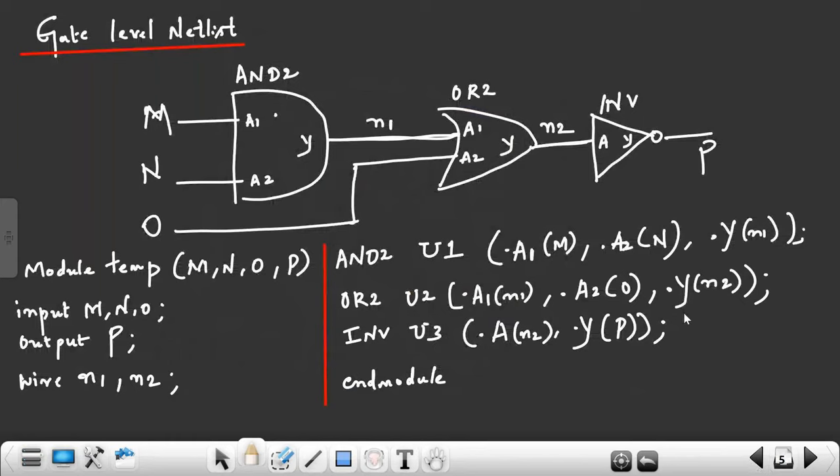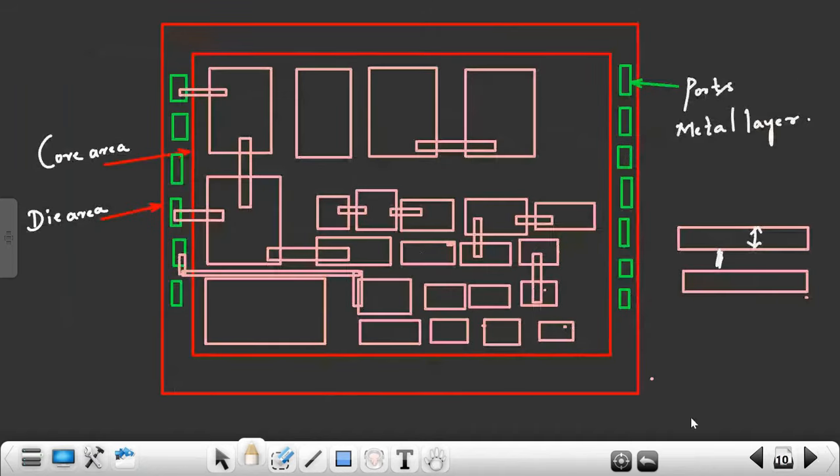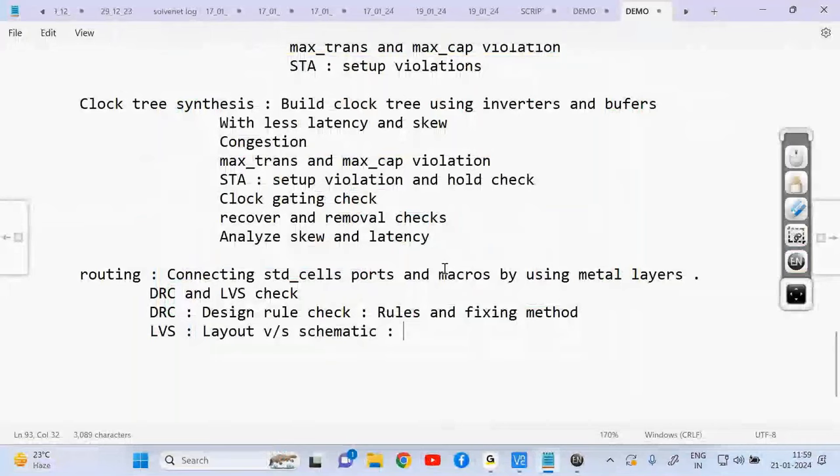So verify whether, see here, the AND gate is connecting to what? Input of the OR gate. Whether the same connection is happening here, verify that. Output of the AND gate is connecting to input of the OR gate or not. That is called as what? Layout and its schematic. So connections present in the layout should be present in the schematic. That check is done. It verifies layout and netlist for connections.